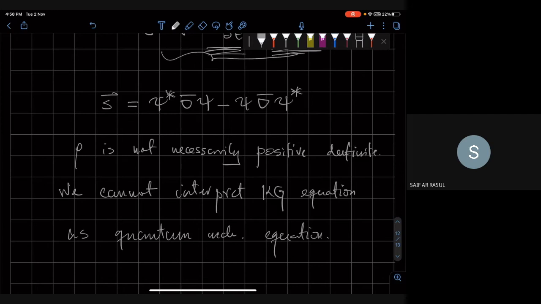So Schrödinger actually had discovered the Klein-Gordon equation, but he had rejected it because he was not getting physical answers. Okay, any questions so far?